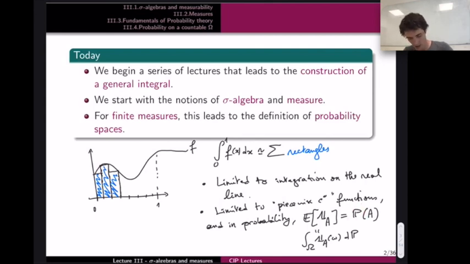So this is integrated against the measure P of omega. And here there is really almost no chance that this function is continuous. I would like to integrate much more general functions.